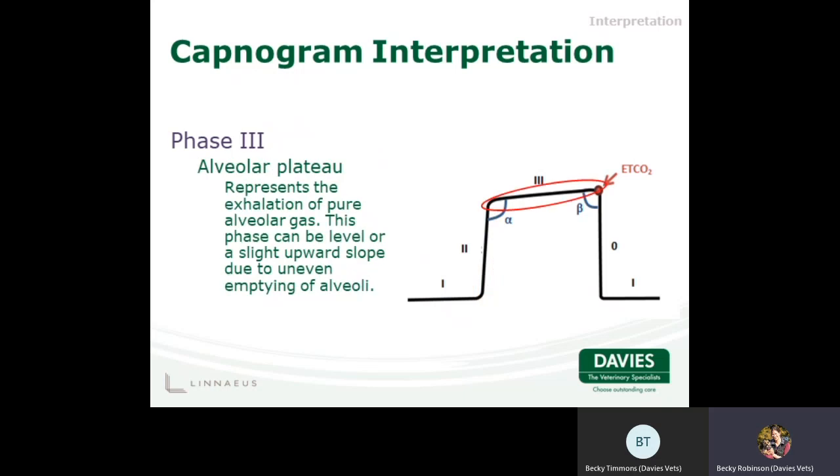Phase 3 is the expiratory or the alveolar plateau, and this represents the exhalation of pure alveolar gas. This phase may be completely level, completely horizontal, or it might have a slight upward stroke, which is often seen because of uneven emptying of the alveoli, because they don't all empty at the same rate. And then the alveolar plateau ends at the highest point, which is the end-tidal carbon dioxide, which, as we've said, is usually the number that we're most interested in.